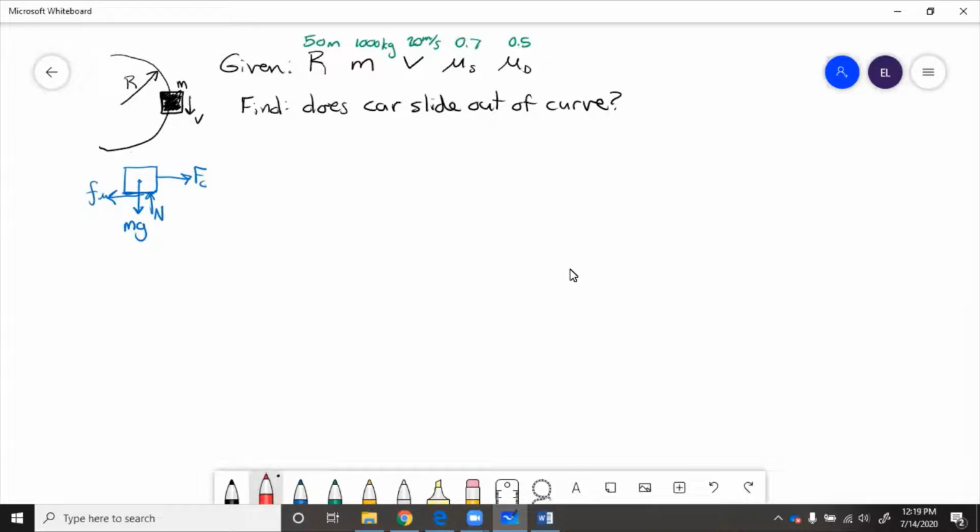Then if we assign the coordinate frame, say x out of the curve and y perpendicular, we need to write the force equations. So in the y direction, the sum of the forces in y equals 0, because the car is not bumping up and down off of the surface. So that equals N minus mg. N equals mg.